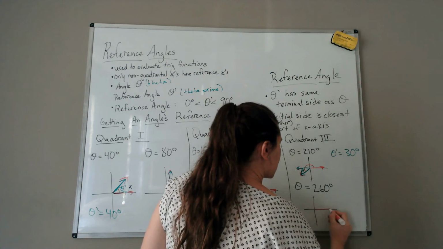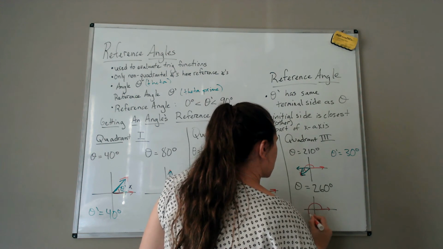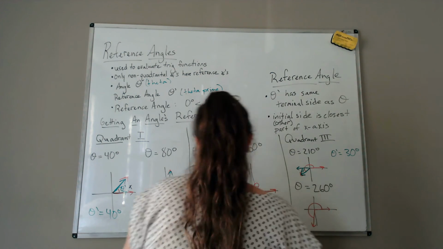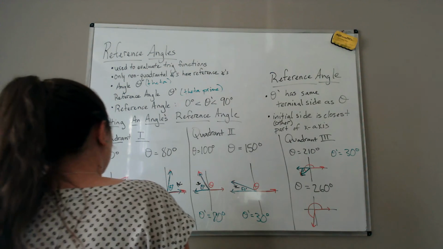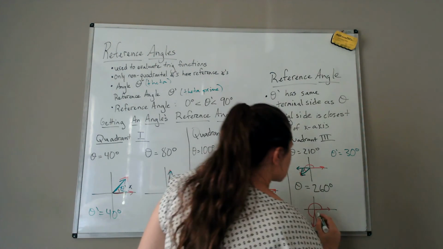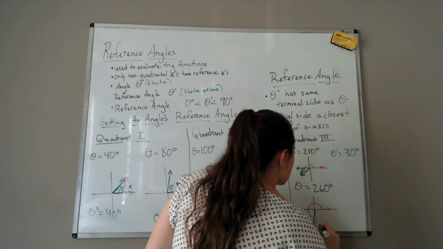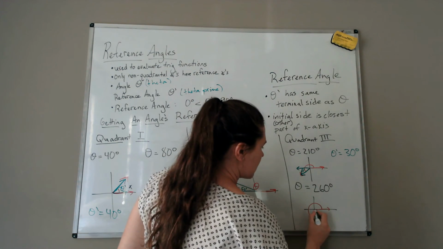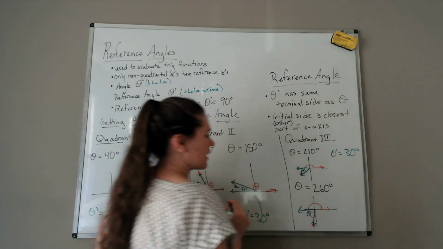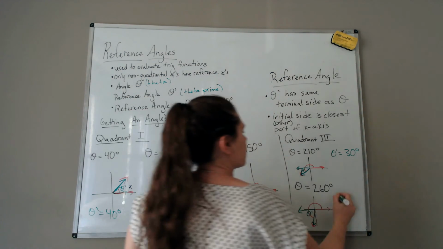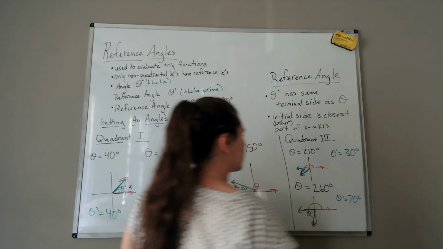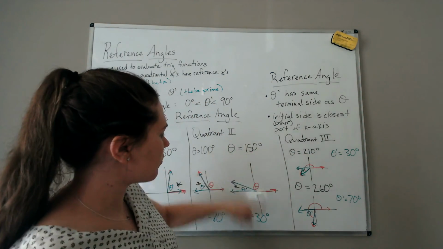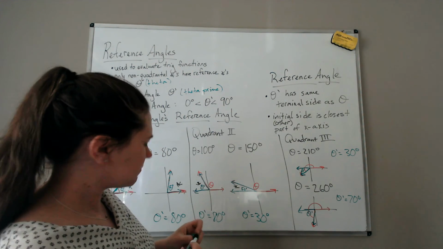So, from the initial side, we rotate, and we're 10 degrees short of being at 270 degrees. Now the reference angle for 260 degrees shares the same terminal side. Which side is closer, the negative x-axis or positive x-axis? The negative. So this is your reference angle, and that angle measures 70 degrees. So the reference angle of 260 is 70, the reference angle of 210 is 30, the reference angle of 150 is 30, the reference angle of 100 is 80.